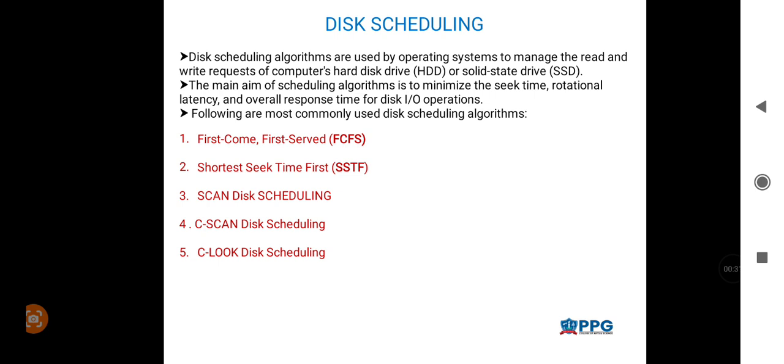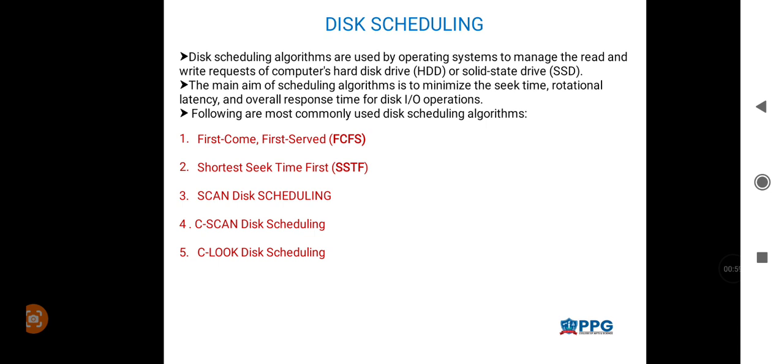The main aim of disk scheduling is to minimize the seek time, latency time and response time for the disk I/O operation. What is seek time? Seek time is the time taken by the disk read or write head to move to the place where the data is stored. It means that the disk head has to move a lot to reach the requested data. This will affect the overall performance of the disk I/O operation.